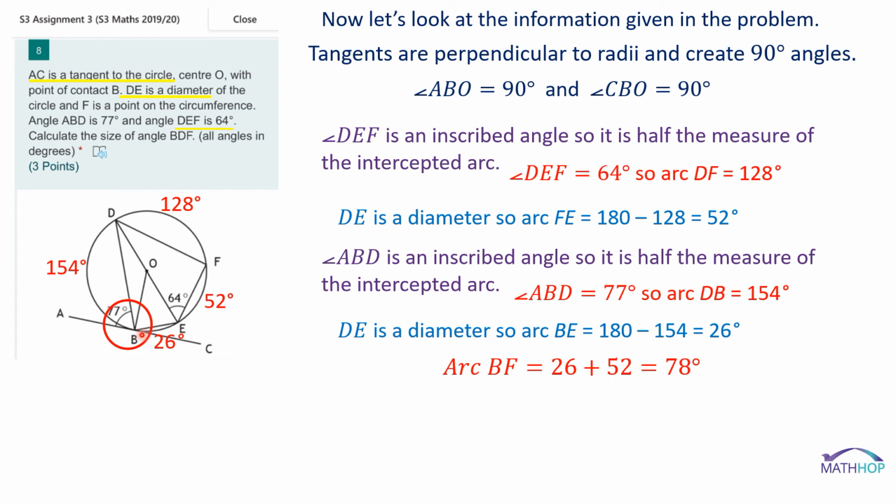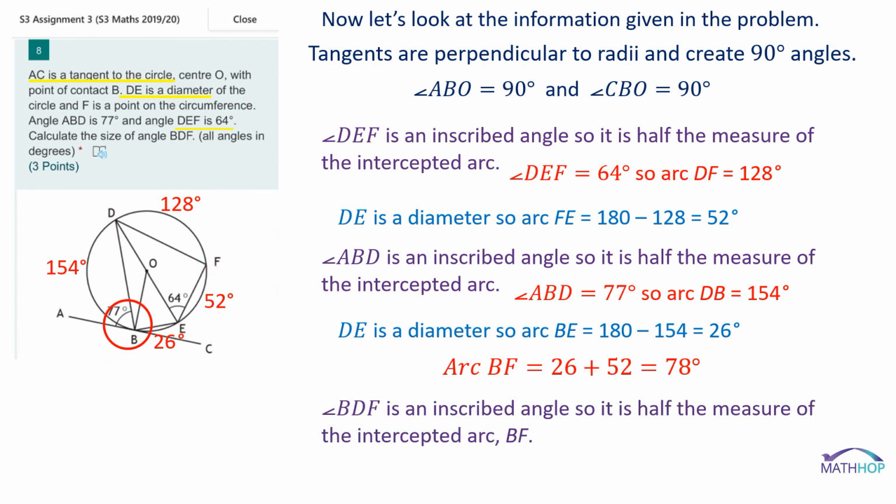Now that I have arc BF and I know that the angle we want, BDF, is inscribed, and I know the rule for it, I'm almost done with this problem. Angle BDF, the one they want, is an inscribed angle. It's half the measure of the intercepted arc BF, which we just figured out was 78. So 1/2 of 78 is 39 degrees. That was a lot of work figuring out a lot of things just to get one angle measure, but they were just testing to see if you knew those inscribed angle relationship rules.